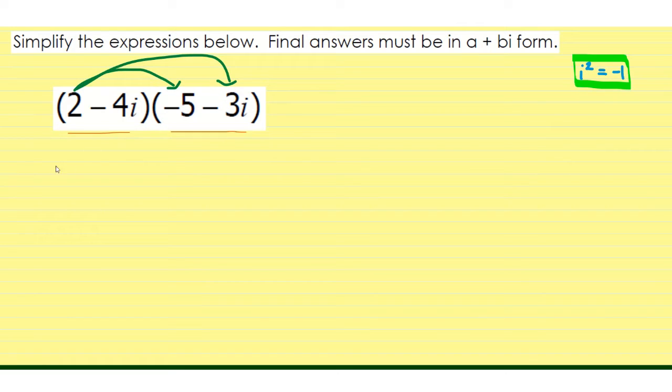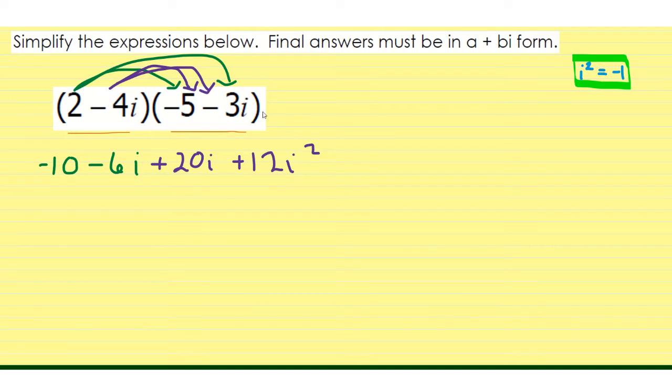So 2 times a negative 5 is going to be a negative 10. 2 times a negative 3i is going to be a negative 6i. And now I'm going to take the second term and multiply it times the other two terms. So negative 4i times a negative 5 is going to be a positive 20i. And now I'm going to take the negative 4i, multiply it times the negative 3i, and then it's going to be a positive 12i squared.